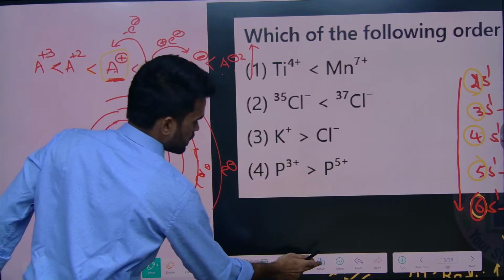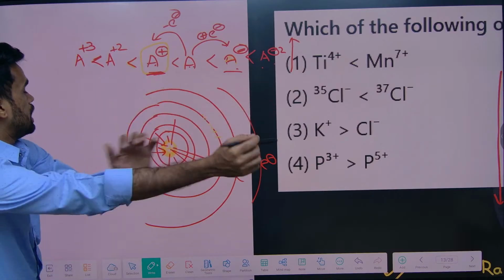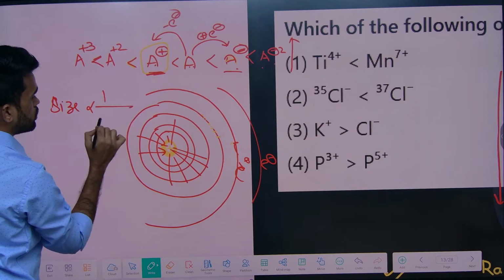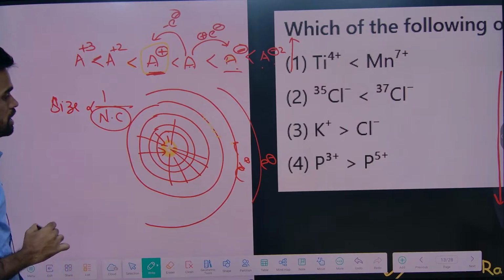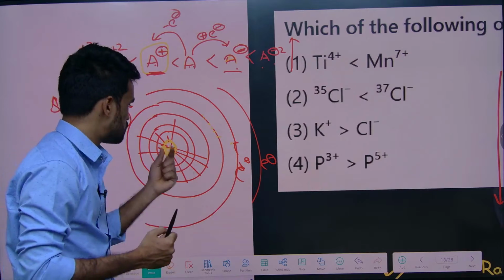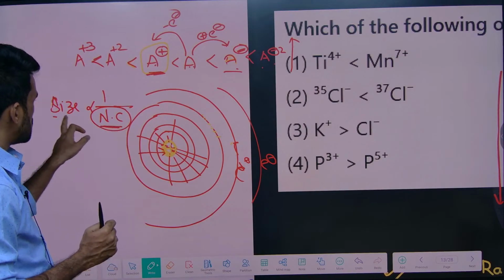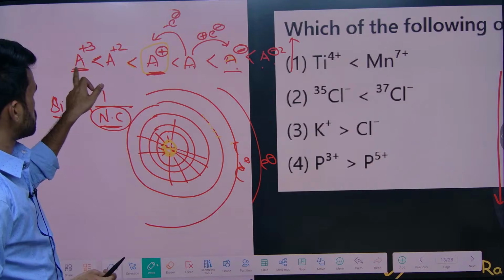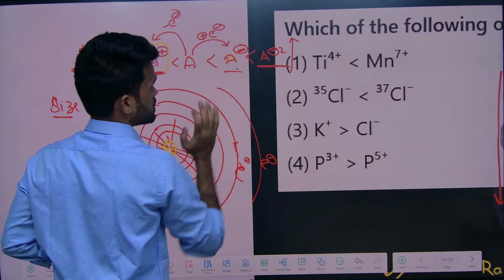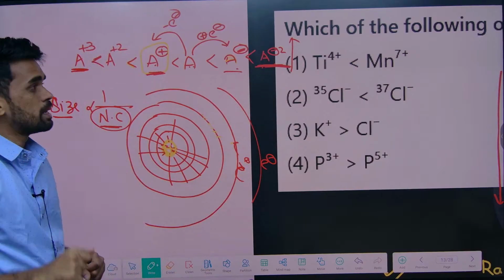Now let us conclude this with one simple relation. Size is inversely proportional to nuclear charge. What do we mean by nuclear charge? This positive charge is called nuclear charge. More nuclear charge, more positive charge, smaller the size. And more negative charge, larger is the size. Remember like that. Okay, that's it.